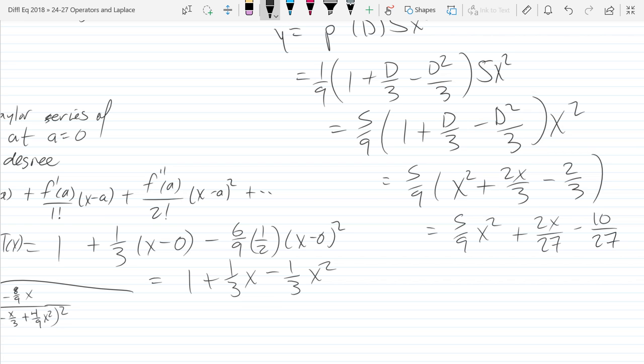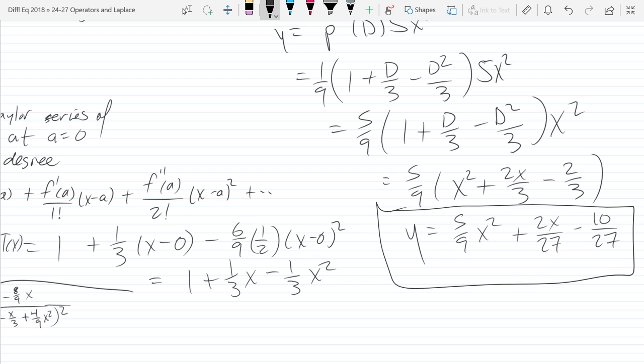10/27. So what are we trying to do right now? I think we've been doing so much work, and I got lost halfway through. What exactly are we trying to do? Remember, this is equal to y. We just solved it. Boom.